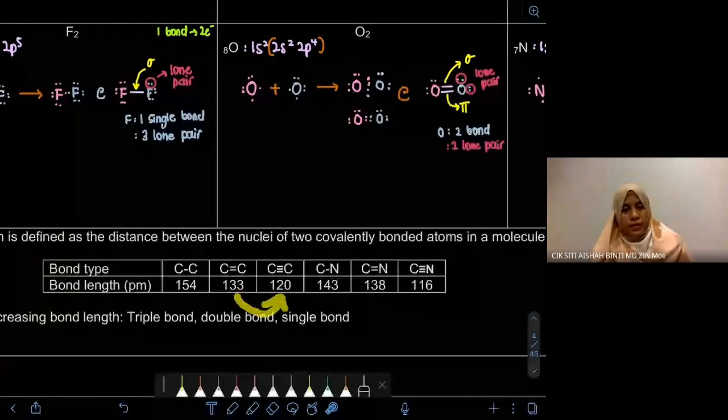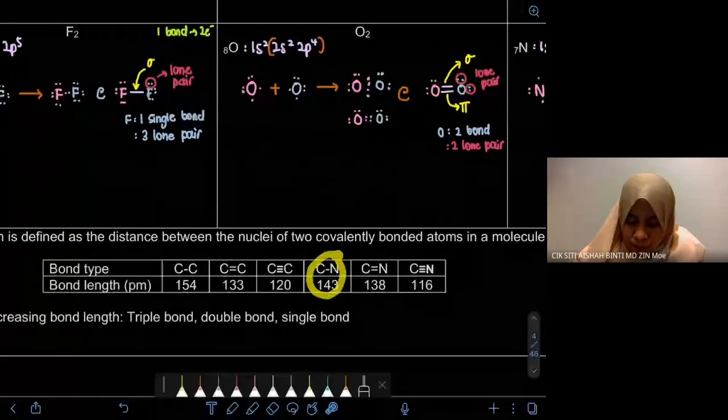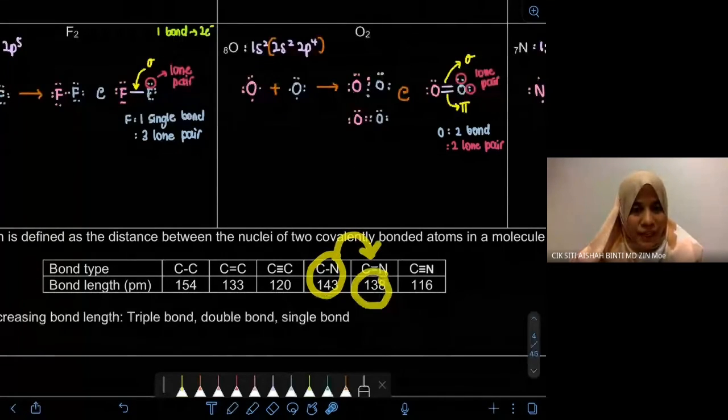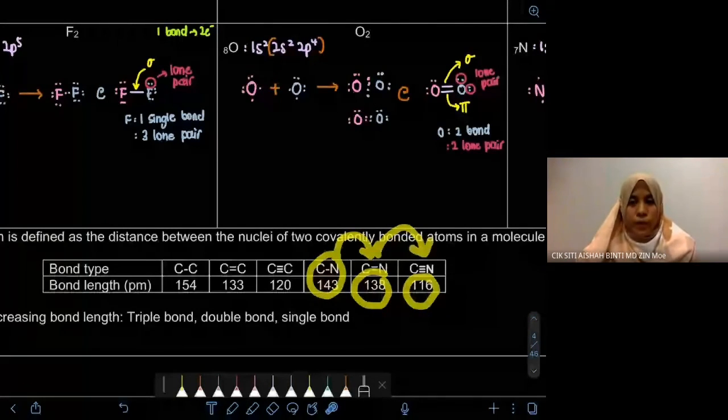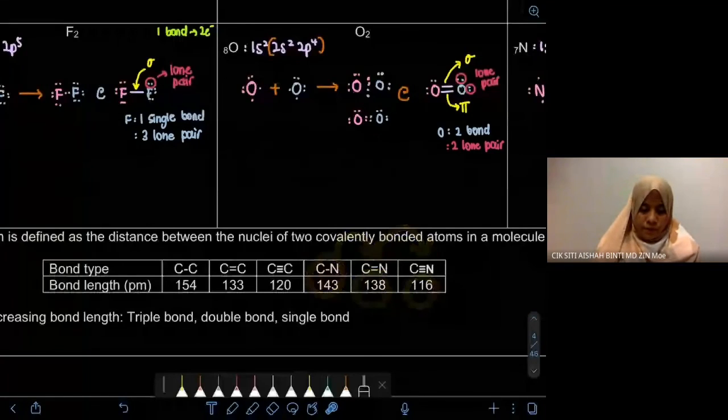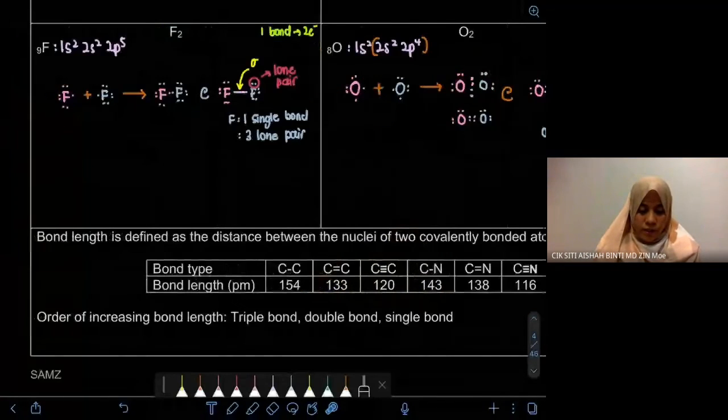And as you can see, the same pattern is actually it's between carbon and nitrogen. So contohnya carbon nitrogen ni, carbon nitrogen yang single bond 143. Tapi bila dia double bond jadi 138. So bila double bond jadi pendek kan. Tapi bila triple bond lagi pendek 116. So from here we can conclude that order of increasing bond length.